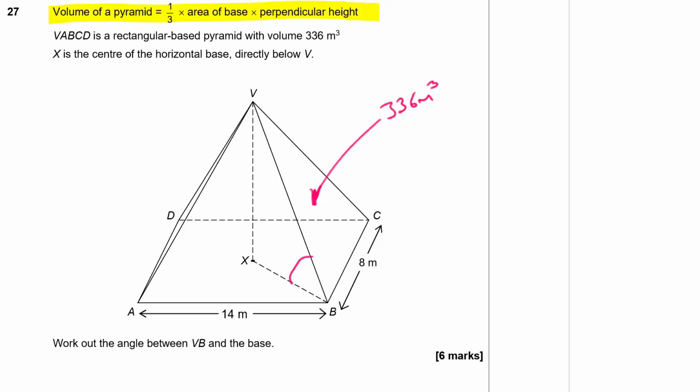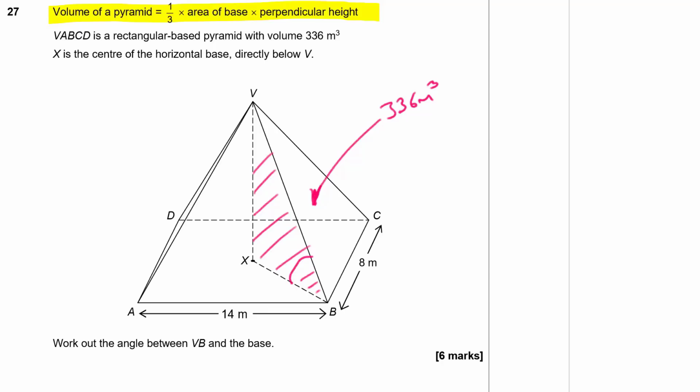Right, now in order to find that angle, I think what we need to do is use some trigonometry in this triangle XVB. In order to use trigonometry in that triangle to find that angle, we're going to need two sides of the triangle. Now we can use the volume formula to work out the height of the triangle, and we're going to have to use some Pythagoras theorem along the base somehow to find the other length XB. And once we've got those, we should easily be able to find the angle. Okay, so let's do that then.